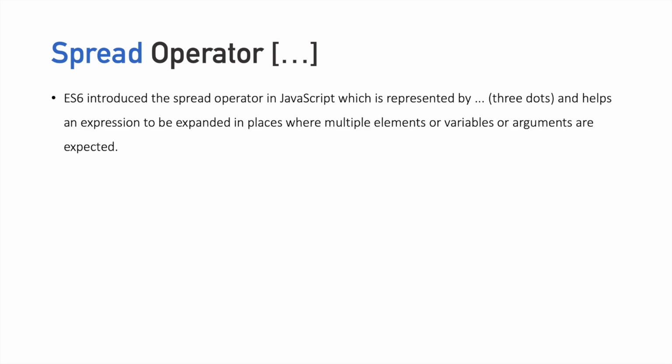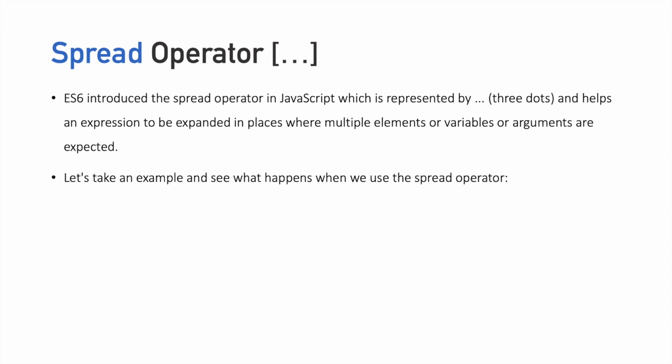In this video, we will learn about the spread operator in JavaScript. ES6 introduced the spread operator in JavaScript, which is represented by 3 dots and helps an expression to be expanded in places where multiple elements or variables or arguments are expected.